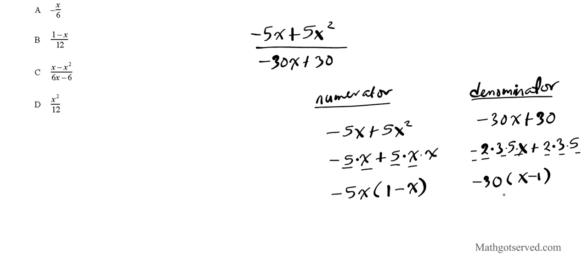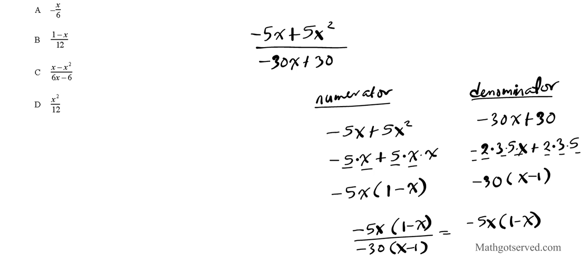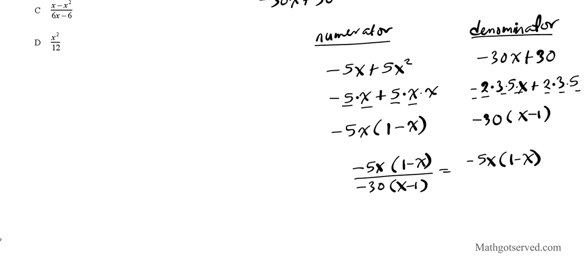Alright, so we can divide these two. We have negative 5x times 1 minus x, divided by negative 30 times x minus 1. We can switch the order of the denominator and change the sign, so it becomes negative 5x times 1 minus x over positive 30 times 1 minus x. Okay, these two divide out, so we have negative 5x over 30.